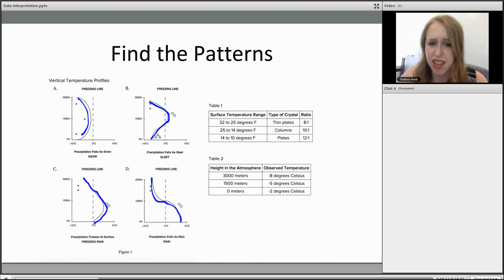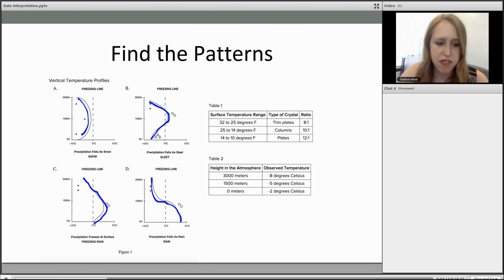So we see that when we are in a warmer range, there's less ice, so they're thin plates versus plates, which are assumed to be thicker than thin plates. In table 2, we see a comparison of the height in the atmosphere and the observed temperature. So we see as we go higher, the temperature's lower. And that's something you probably remember if you've ever been on a mountain or been skiing.